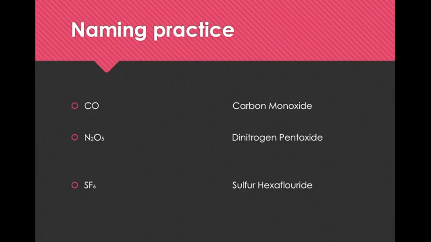We see we have one carbon and one oxygen, so since the first element doesn't have a prefix if there's only one, that makes this carbon monoxide. The next example has 2 nitrogens and 5 oxygens, so since there is more than one first element, this compound is dinitrogen pentoxide. This example has only 1 sulfur and 6 fluorines, so this is sulfur hexafluoride. Remember to name the less electronegative element first.